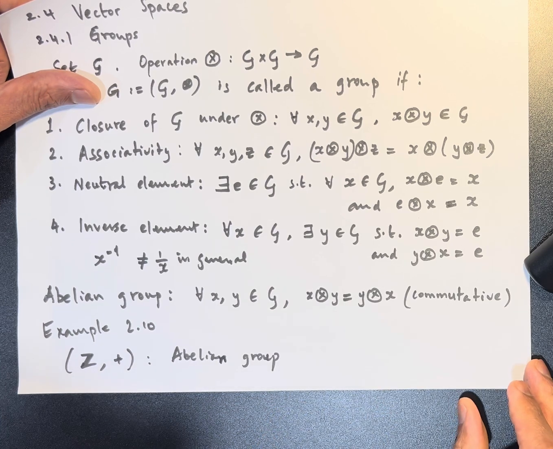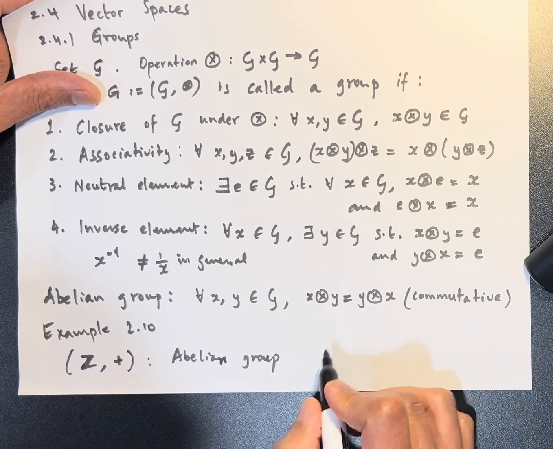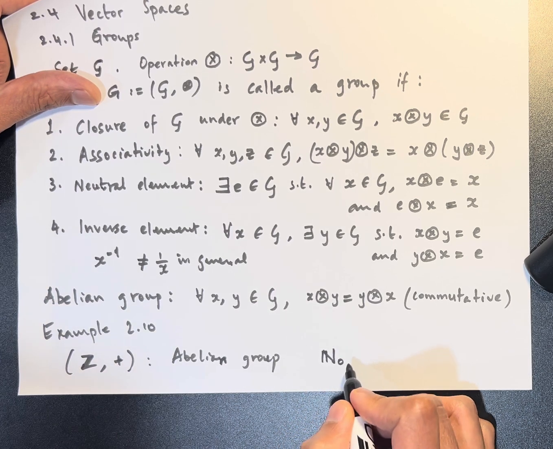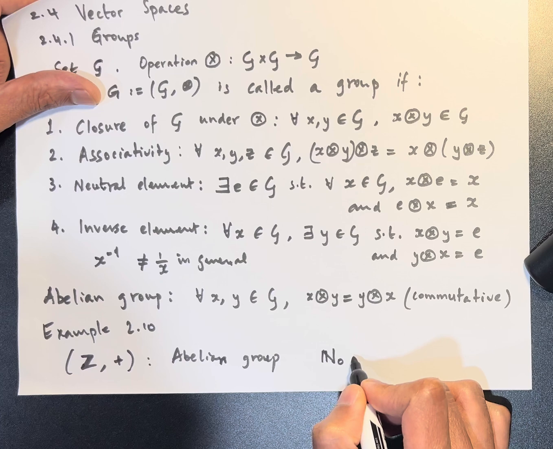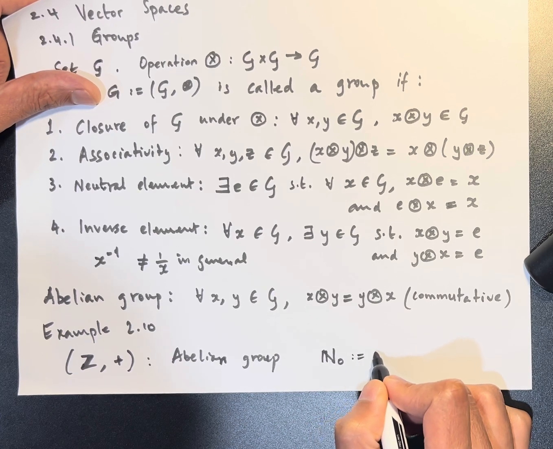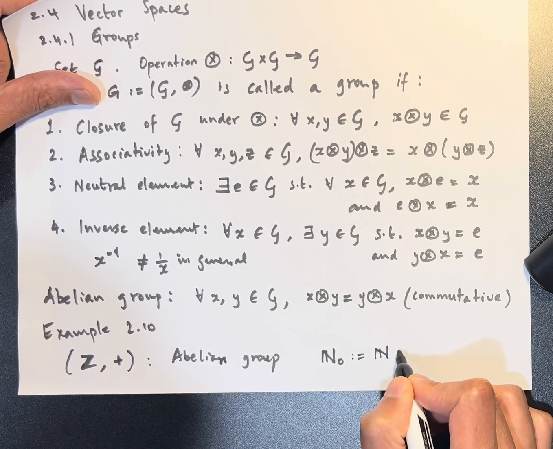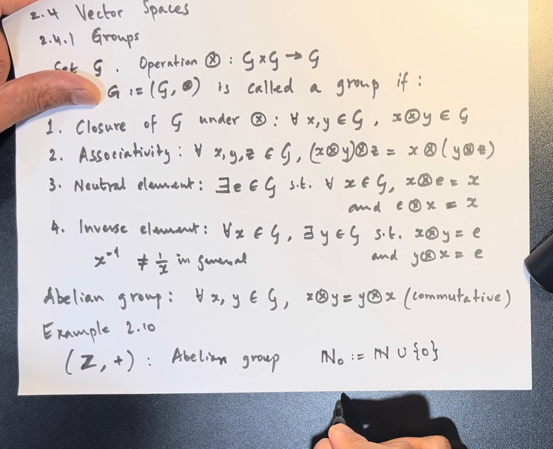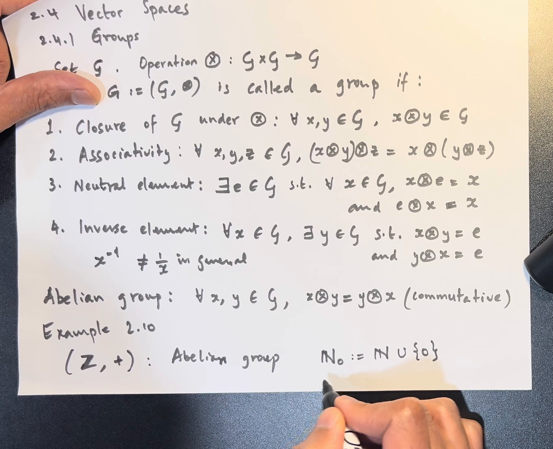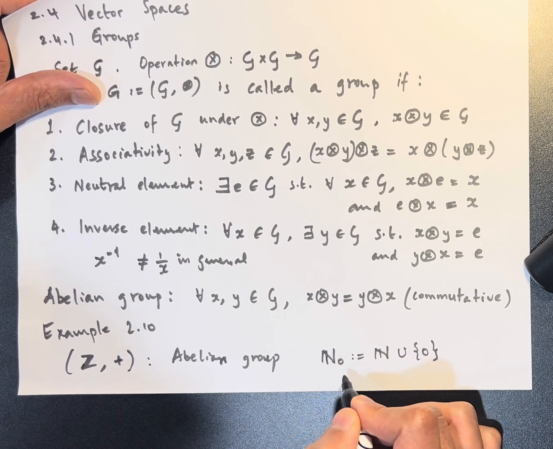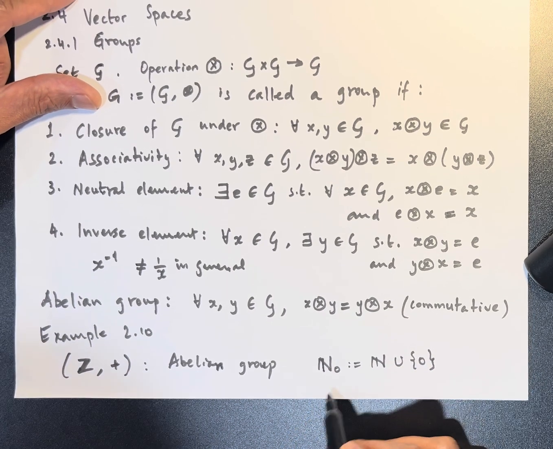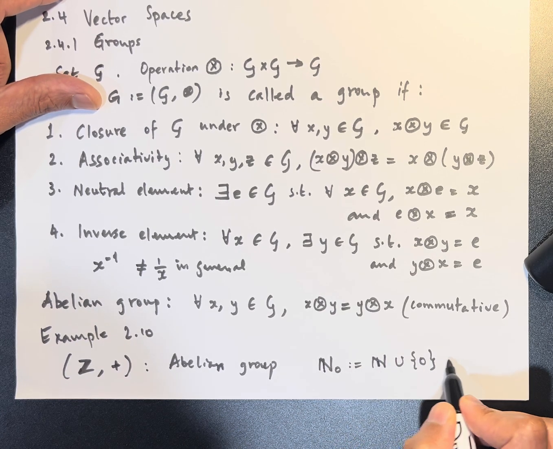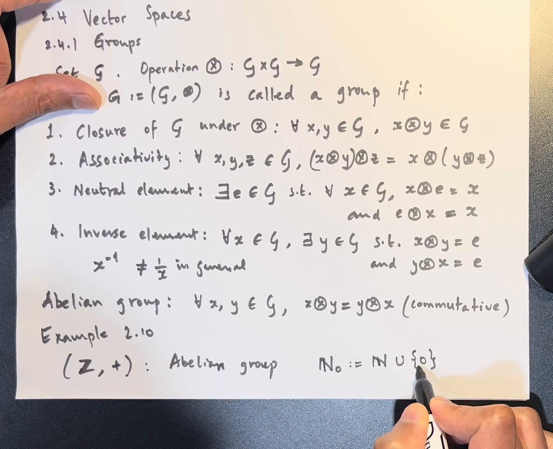Now, what they are giving next is N naught, which is defined as the set of all natural numbers union 0. This is another example where they are defining this new set, N subscript 0, the set of all natural numbers union 0. This is also sometimes known as the set of whole numbers.